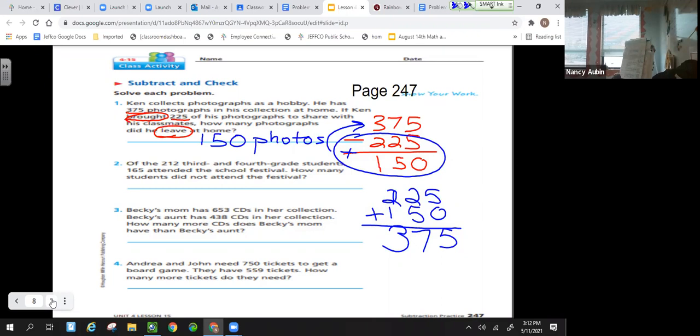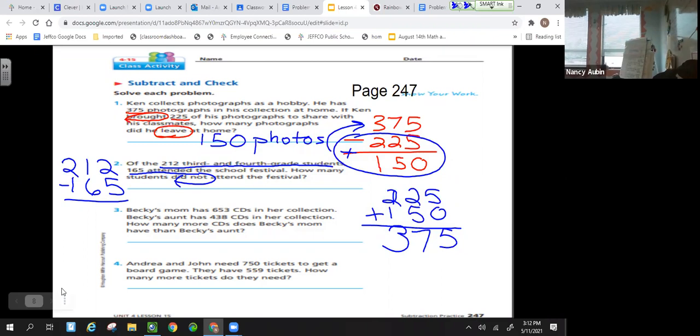All right, let's do one more together, and then you guys are going to do the last two. Of the 212 third and fourth grade students, 165 attended the school festival. How many students did not attend? So I have 212. Oh, this one's not so easy. Minus 165. Do I have to make new groups, Lucas?